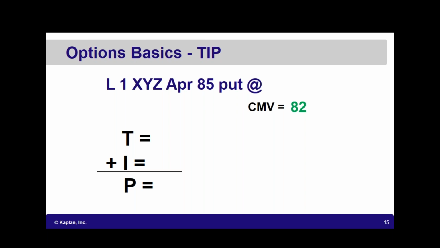If the current market value is 82, well, by now I'm sure you got the hang of this. Current market value is 82. Puts are in the money when the current market value is below. They gave me the premium, so they're probably going to want me to calculate the time value. So with an intrinsic value of 3 and a premium of 8, I can easily calculate the time value, which is then 5.